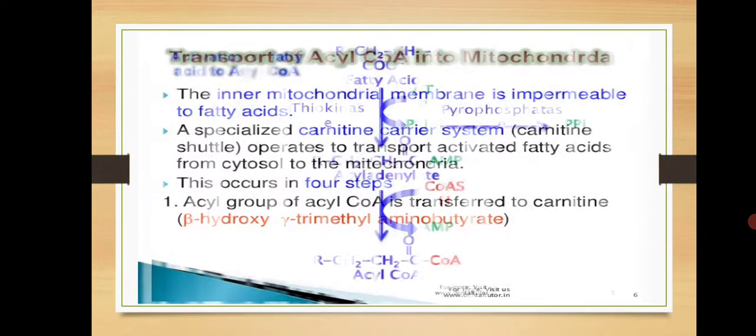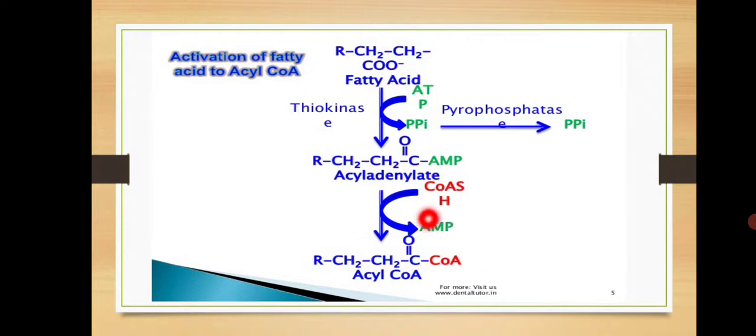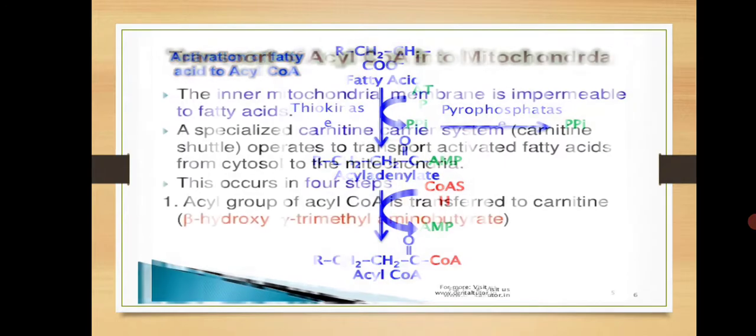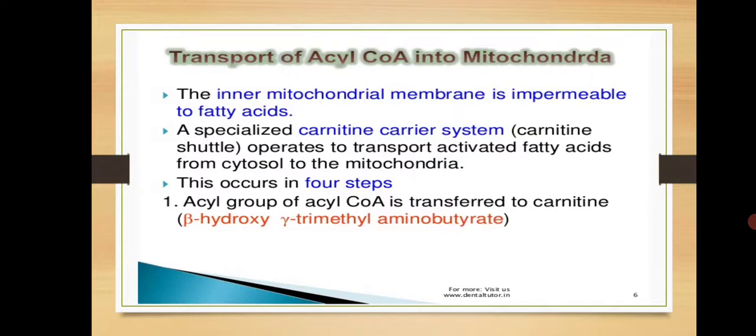Now your acetyl CoA is ready. Okay, acetyl CoA अब आपका ready हो चुका है. कहाँ ready हुआ है? In the cytosol. Now it is necessary to transport this acetyl CoA from the cytosol to our target site, that is the mitochondria. Acetyl CoA, or the fatty acid, is impermeable to the inner mitochondrial membrane.